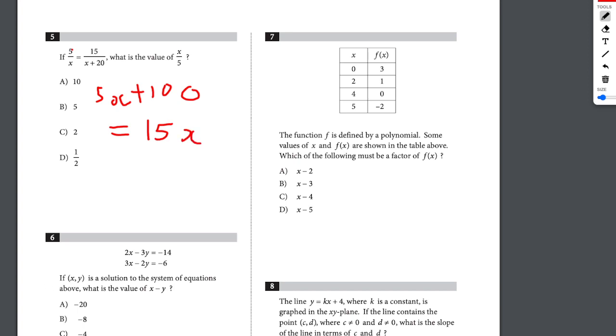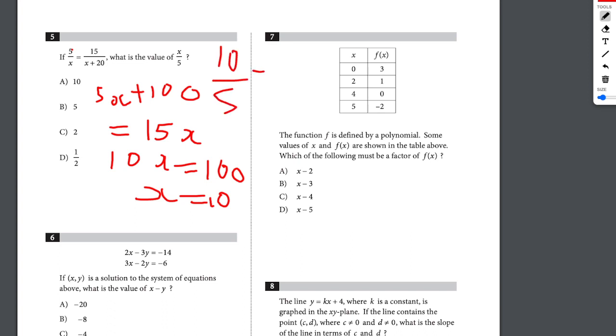So what is it? 10x is equal to 100. That's what it is. x is 10. So x over 5, 10 over 5 is 2.